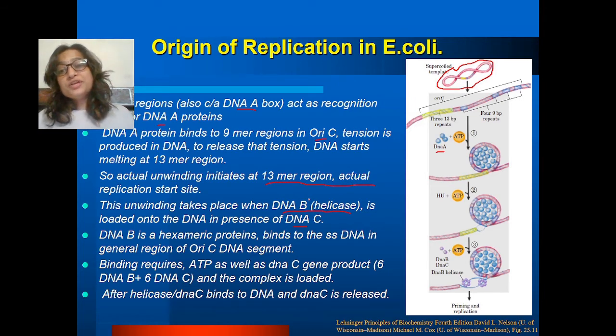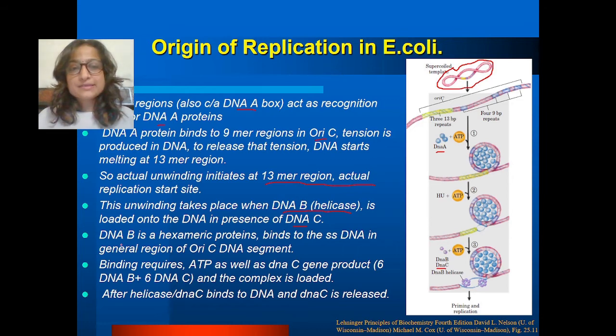But for loading of this DnaB, you again need the help of another protein, which is called DnaC. So DnaB is a hexameric protein. It binds to the single-stranded DNA in the general region of the oriC DNA segment. And this binding requires ATP as well as the DnaC gene product. So DnaB and DnaC both make a complex, and it is loaded onto the DNA.